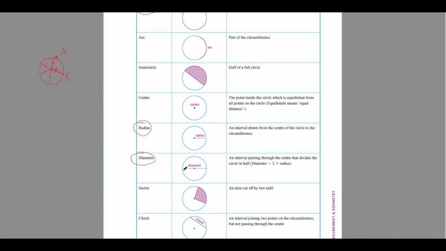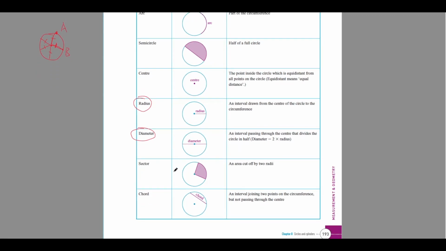Diameter is just the line that passes through the center that cuts the circle in half. So I can draw this line as well. As long as the line goes through the center, it's a diameter. Okay, this is also a diameter, right? So there's also many diameters that you can draw.